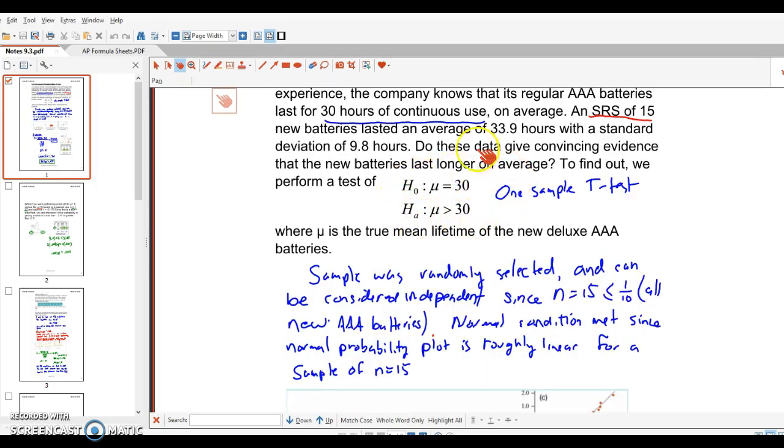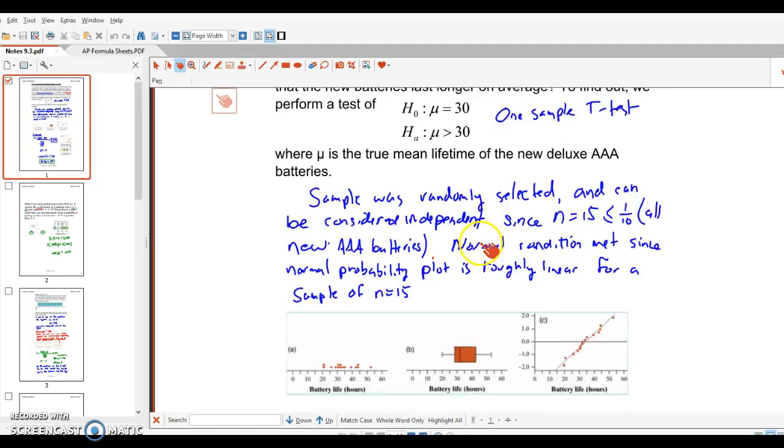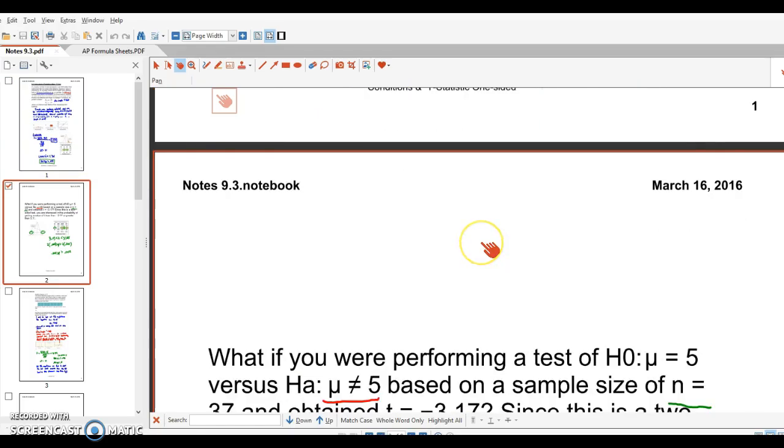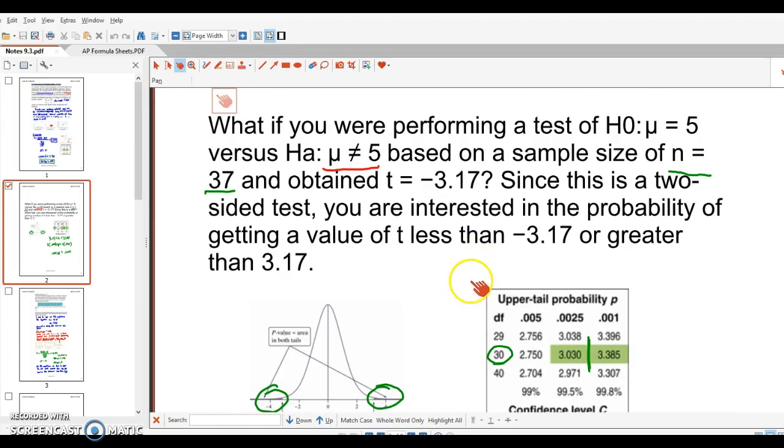In other words, we don't have enough evidence to suggest that this new type of AAA battery is any better than the old standard AAA battery. Just like with the z-test that we talked about last time, if you had a two-sided test, in other words, if the alternative is a not equal to, the process is still the same.